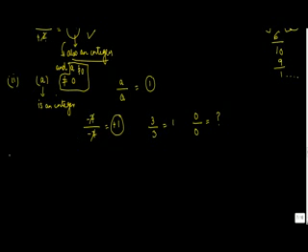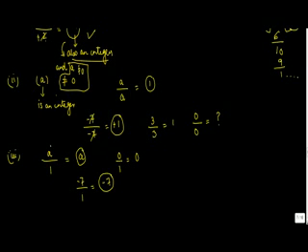The third property says that when you divide any integer a by 1, the result is always the integer itself. And this is true even for 0. So if you divide 0 by 1, you get 0. If you divide minus 7 by 1, you get minus 7. The result is always equal to the integer itself.